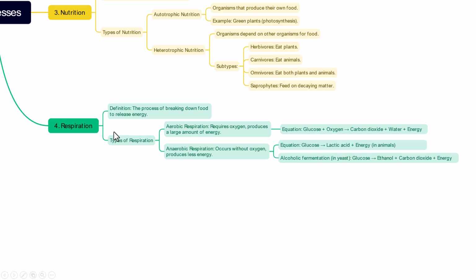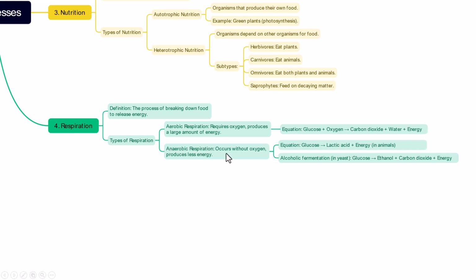There's the definition, then types. We have included the equations that are very important for your course examination. Many questions come from the equation part. So we have it also included in the mind map. So first is aerobic respiration. Its equation is given here.